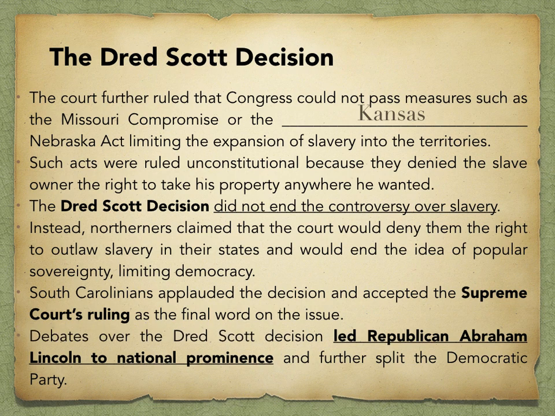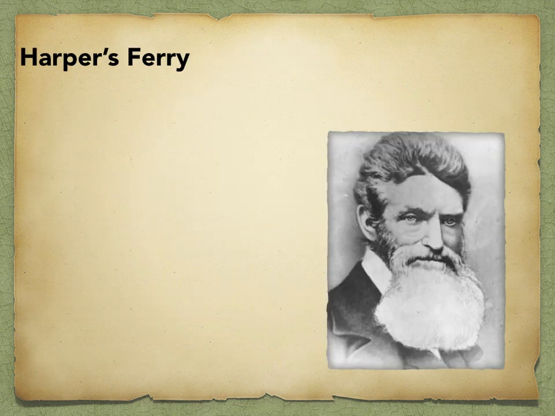Debates over the Dred Scott decision led Republican Abraham Lincoln to national prominence and further split the Democratic Party. So Abraham Lincoln became a candidate, or he started debating a man named Stephen Douglas, who was for popular sovereignty, but Abraham Lincoln was for free soil. Okay? So throughout the country, there were all kinds of protests.